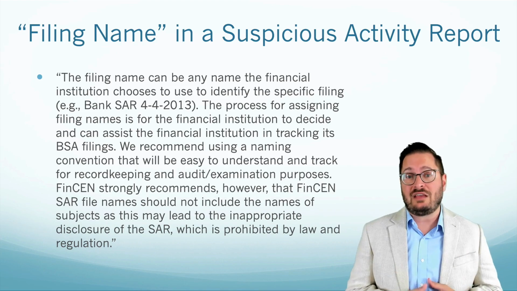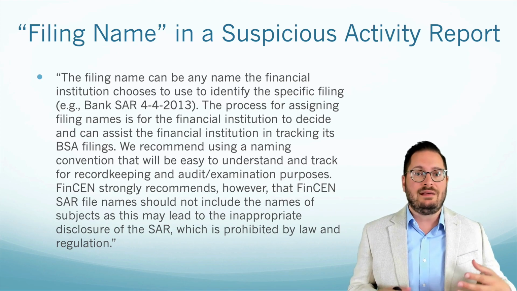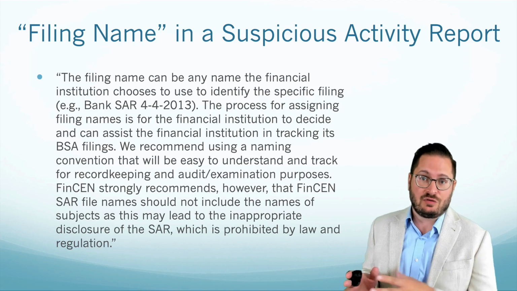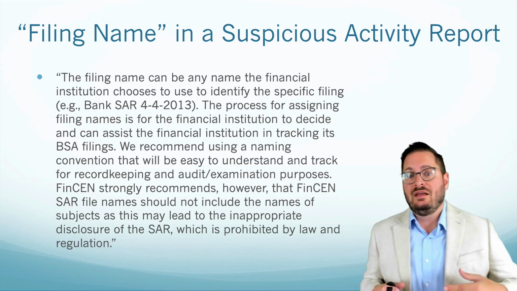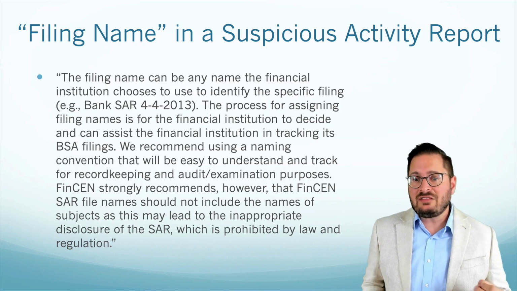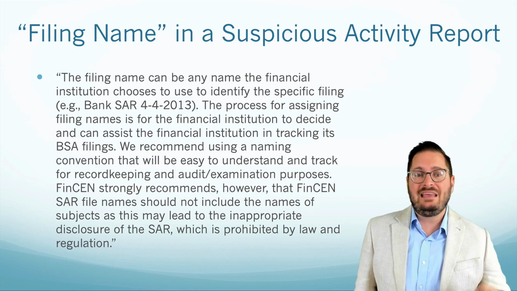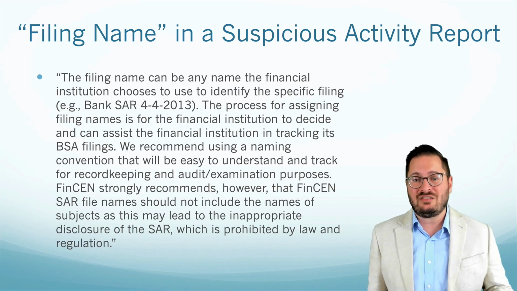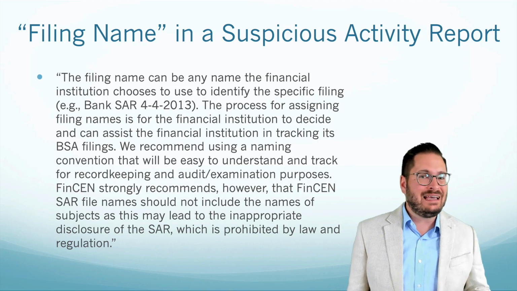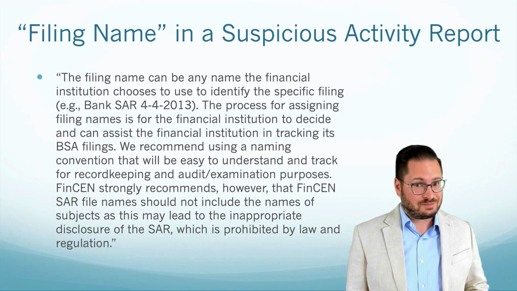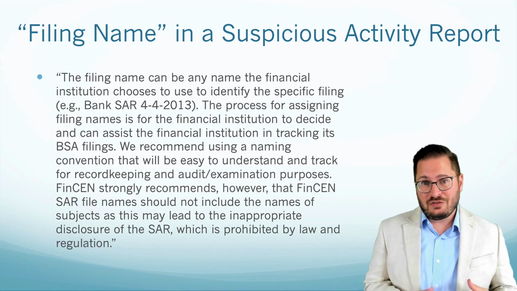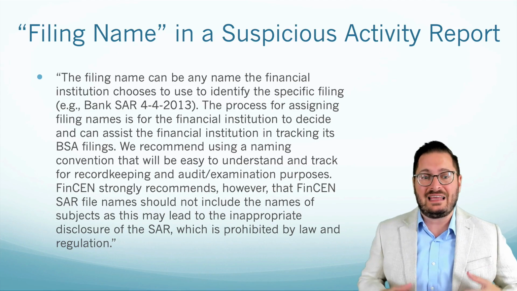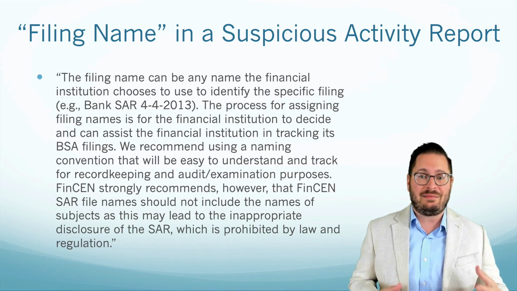I've seen a lot of financial institutions do that, where they do maybe 0001 dash whatever the year is, or something like that. Now, the frequently asked question goes on. It says, the process for assigning filing names is for the financial institution to decide and can assist the financial institution in tracking its BSA filings. Now, FinCEN goes on here to say that they recommend using a naming convention that will be easy to understand and track for record keeping and audit examination purposes.